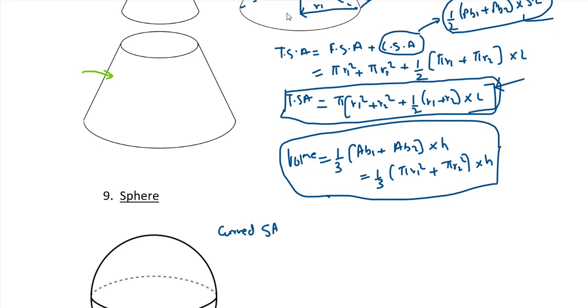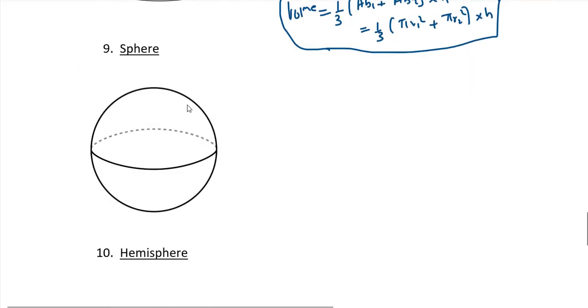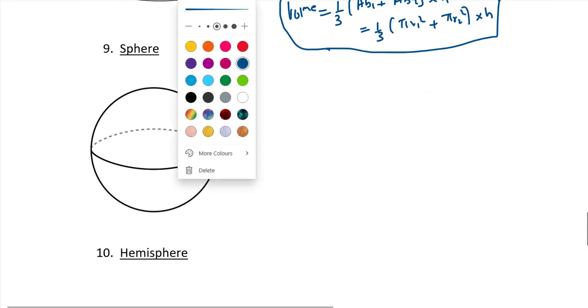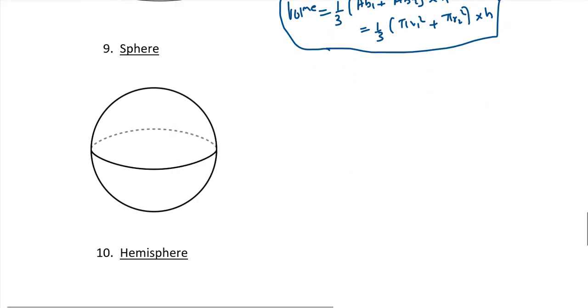Okay, let us now move ahead to our next shape, which is sphere. Now sphere is a solid body. The example of a sphere will be a cricket ball. It is also spherical in nature. Okay, so let r be the radius of the sphere.